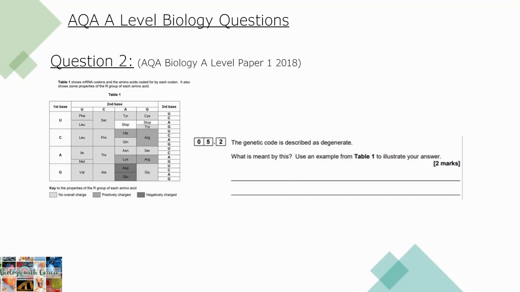So for example, if we have a look at the table, we've got Pro here, so proline. If we have a look at our first base, C, C and U codes for proline, and also C, C, C and C, C, A and C, C, G. So those 4 codons all code for proline. So we could use that as our example.